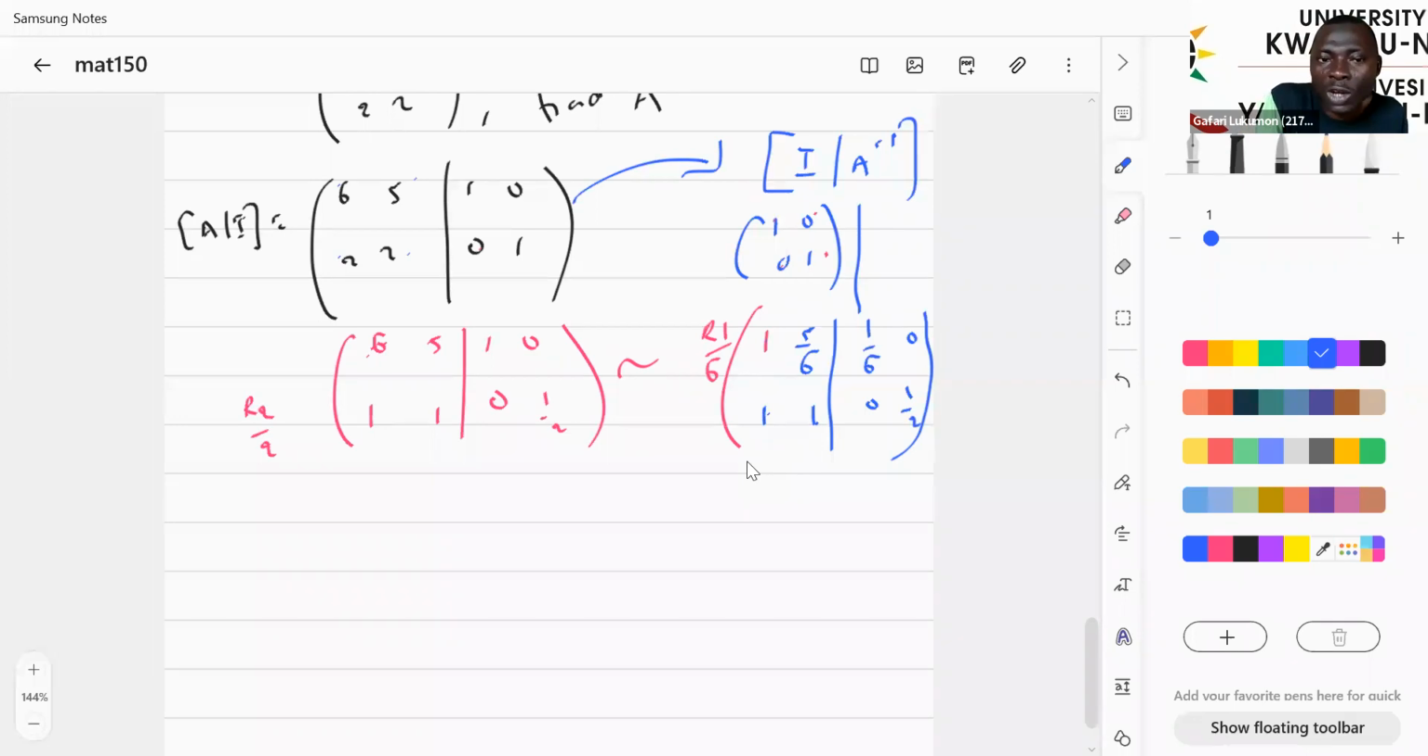That's why I use another rule: why not say row 2 minus row 1? If you apply row 2 minus row 1 for the second row, since we are applying it to the second row, this one will remain as it is: 1, 5/6, 1/6, 0. But for this one, we want to apply row 2 minus row 1 because we want to make this 0. This will be 1 minus 1, 0. Then 1 minus 5/6 will give me 1/6.